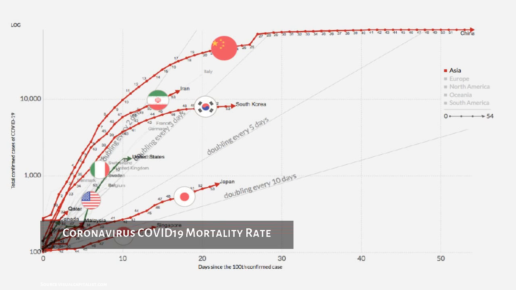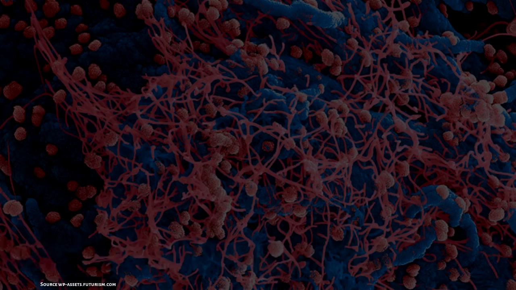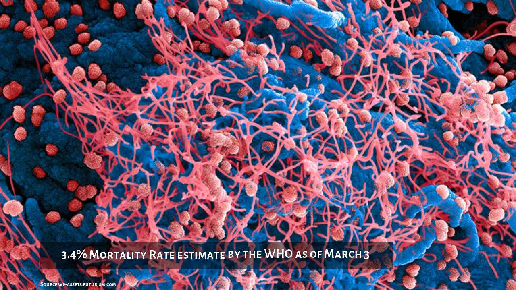Coronavirus COVID-19 mortality rate globally, in China and in Europe. Globally, about 3.4% of reported COVID-19 cases have died. By comparison, seasonal flu generally kills far fewer than 1% of those infected.